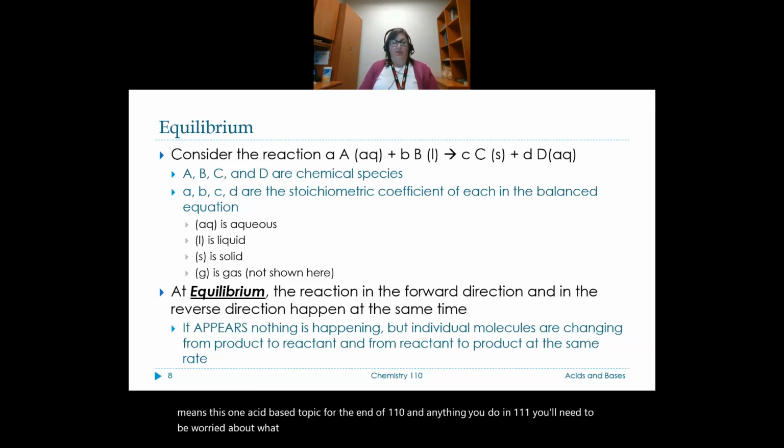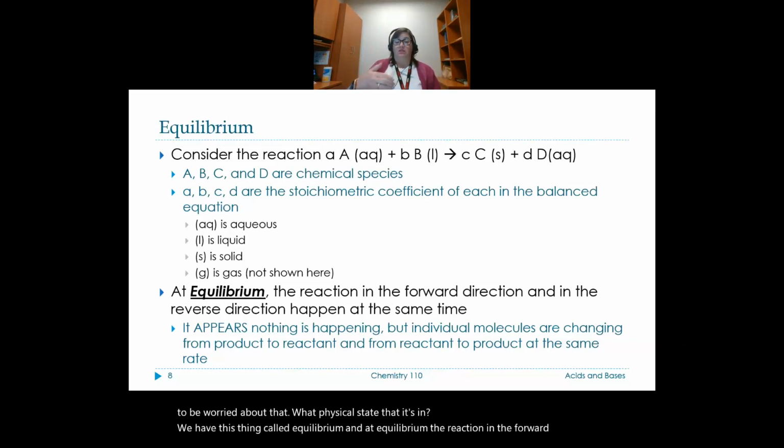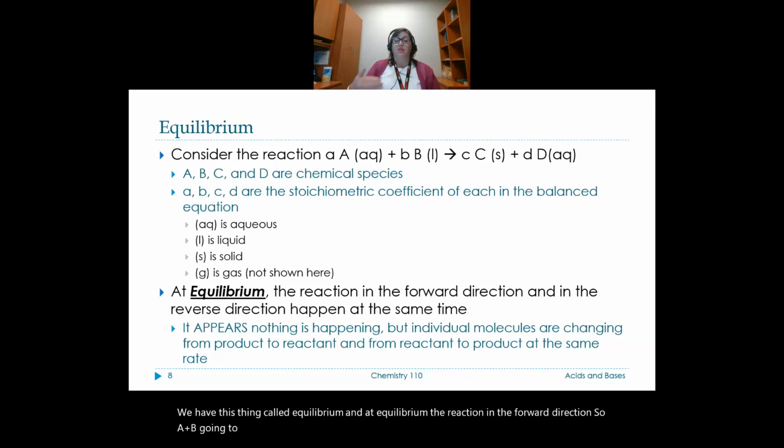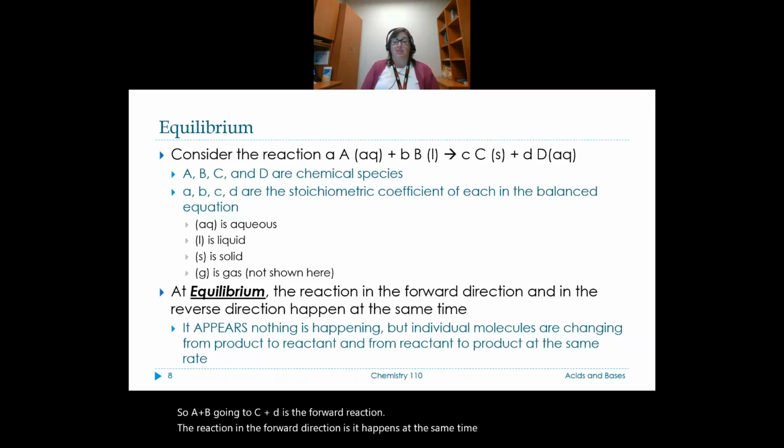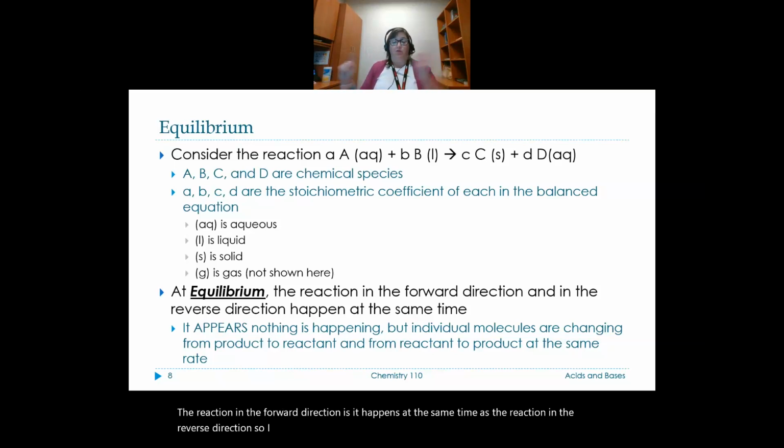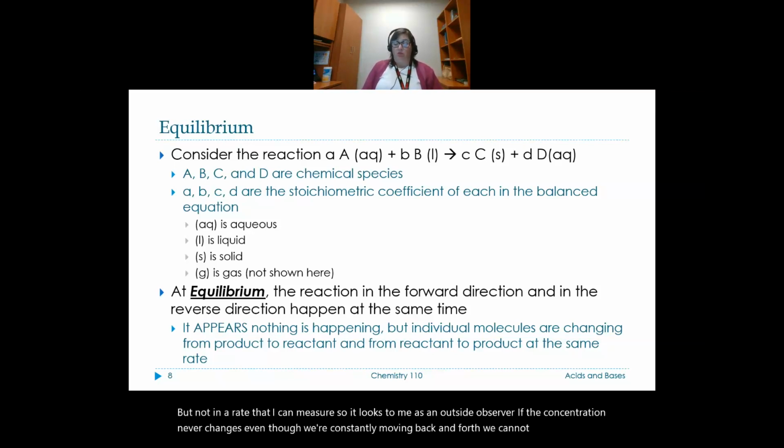We have this thing called equilibrium. And at equilibrium, the reaction in the forward direction, so A plus B going to C plus D, is the forward reaction. The reaction in the forward direction happens at the same time as the reaction in the reverse direction. So I can add C plus D to give me A plus B. So it can go forward and backward. At equilibrium, both of those are occurring, but not at a rate that I can measure. So it looks to me as an outside observer as if the concentration never changes. Even though we're constantly moving back and forth, we cannot measure that difference. That's what we call equilibrium.